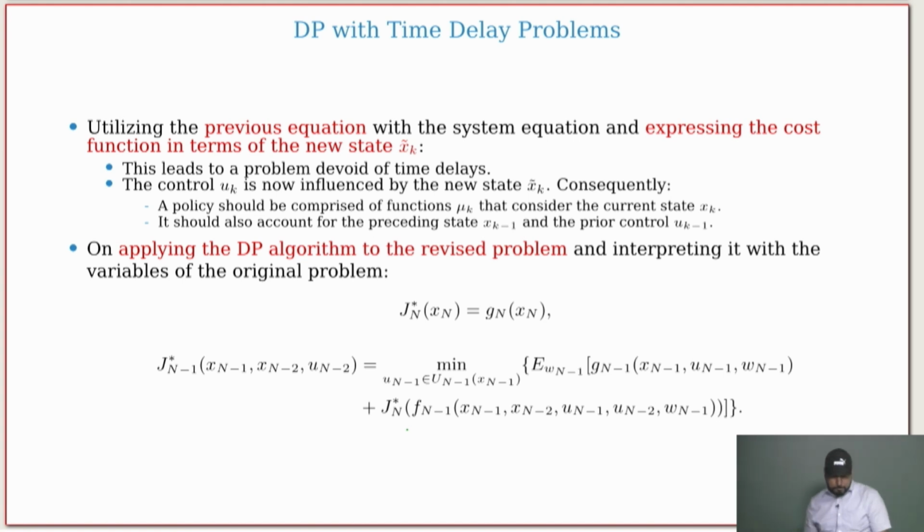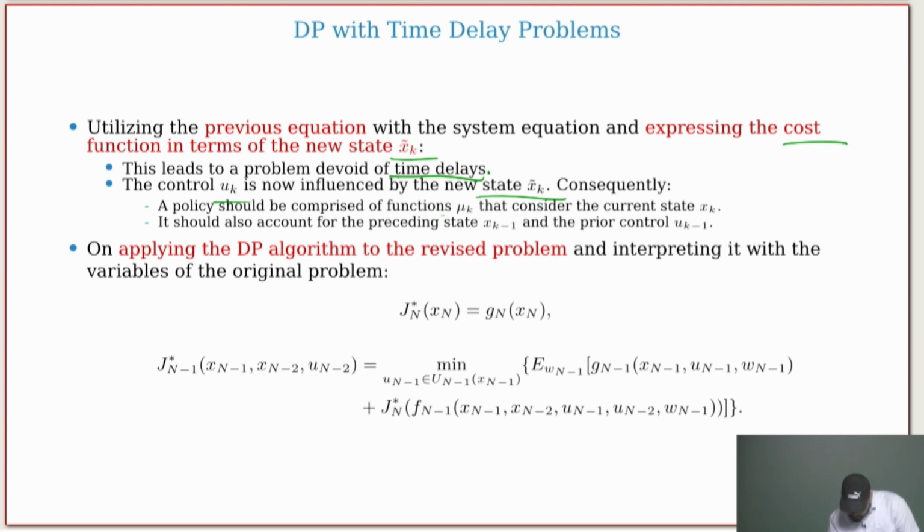Okay, so using the previous equation, we can now define the cost also in terms of x tilde k, and this leads to a problem free of time delays, at least in notation terms. So now we see this as a k and k plus 1 problem. The control uk is now influenced by the new state xk.